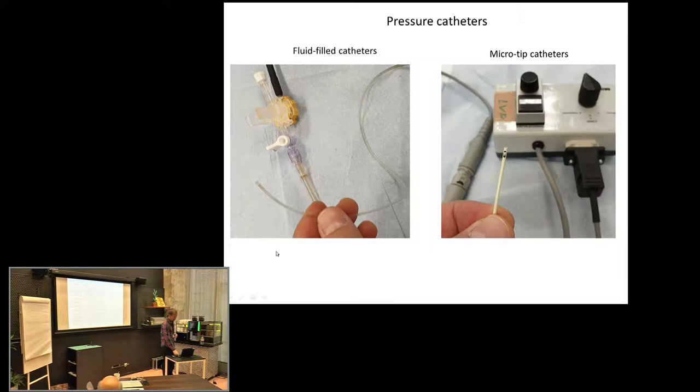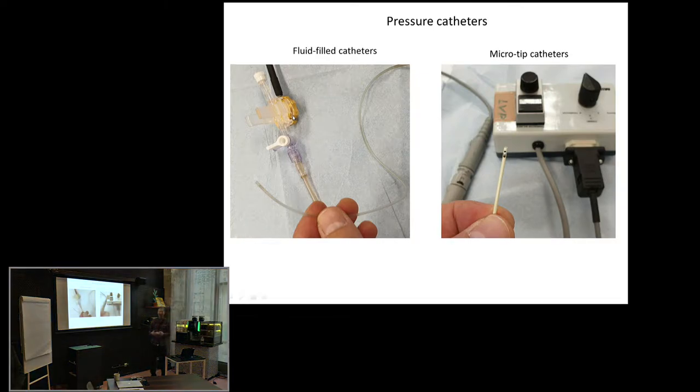Right. In order to measure pressure, we have two types of catheters. Shown here, it's a fluid-filled catheter and a microtip catheter. The fluid-filled catheter is a thin plastic tube filled with fluid, of course. The fluid at the tip is in contact with the blood. So the catheter is inserted into the blood vessel or into the chamber where you want to measure pressure. The blood pressure is transferred via this stationary fluid column that goes all the way back through the transducer here, where the pressure is converted to an electrical signal. So this is a very easy and very much used method to measure pressure.